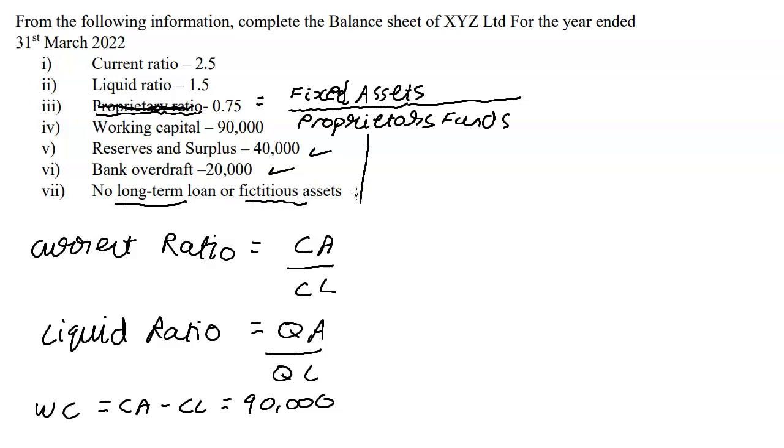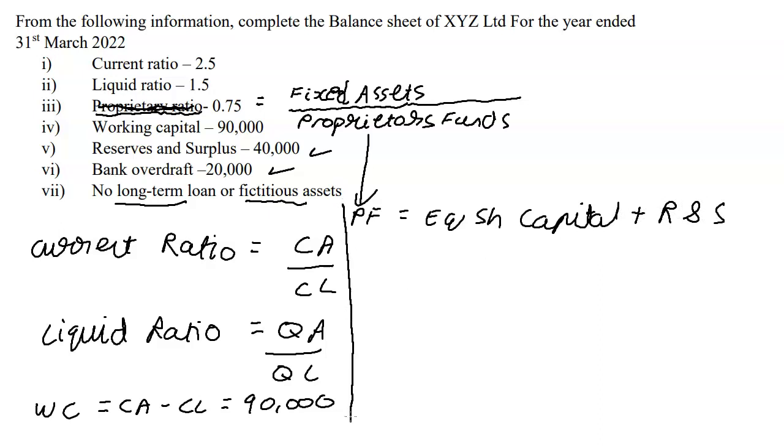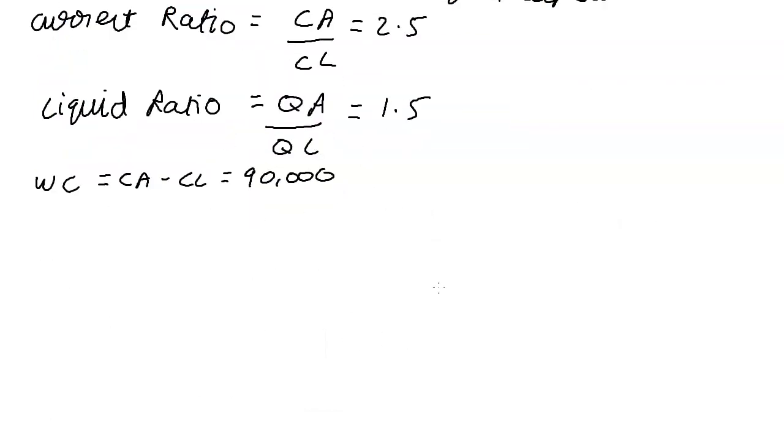Now, keep in mind the proprietors funds is equal to equity share capital plus reserves and surplus. Continuing with our calculation, we know that current assets upon current liabilities is 2.5. We know that quick assets upon quick liabilities is equal to 1.5. And we are going to make use of the current ratio and working capital formula in order to calculate current assets and current liabilities.